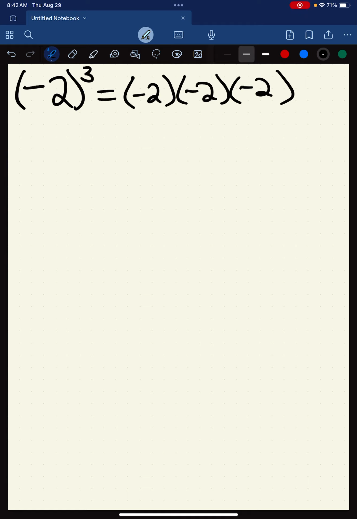Let's just focus on 2 of them at a time. Let's start with these 2. Okay, we're left with negative 2 times negative 2. A negative times a negative, that's a positive. So that's going to be 4. And we're still left with times negative 2 over here. Well, 4 times negative 2, that's a positive times a negative. So that's going to be a negative from our table. So 4 times negative 2 is going to be negative 8.